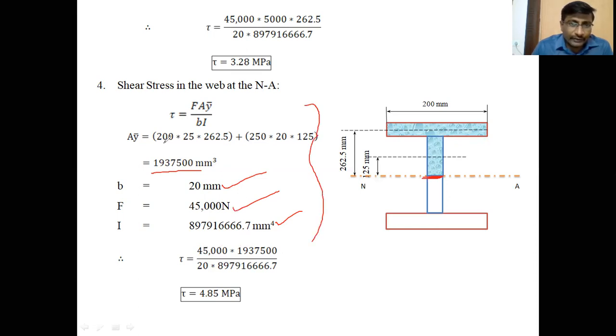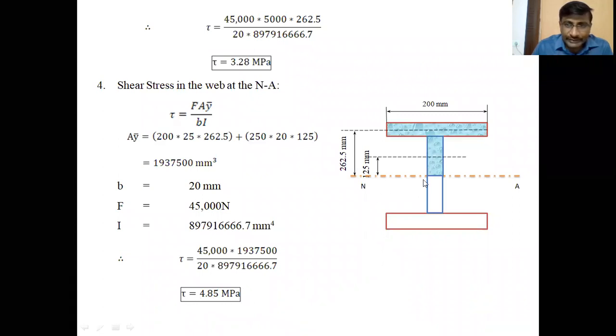So upon substitution of all these values into F AY bar by B into I: F is 45,000, AY bar is 1,937,500, divided by B, which is 20 mm, and I is 897,916,666.7. So after calculation, the value of shear stress is 4.85 megapascals. So shear stress at the neutral axis is 4.85 megapascals, which is the maximum value. So shear stress in the I section at the neutral axis is maximum, 4.85 megapascals, in this problem.